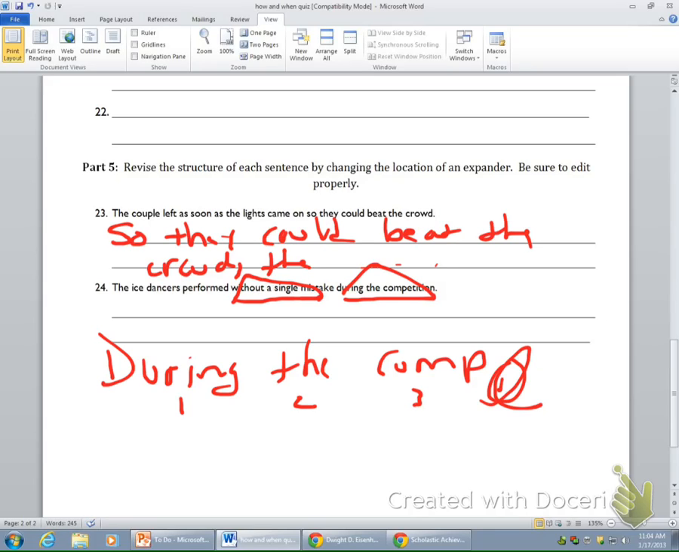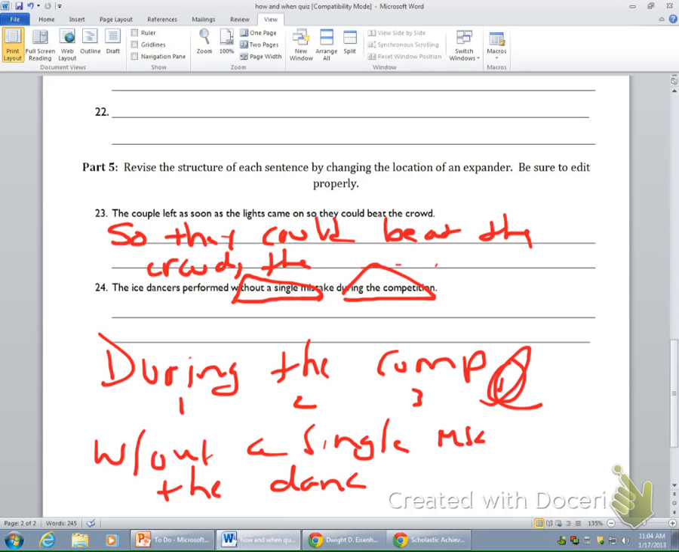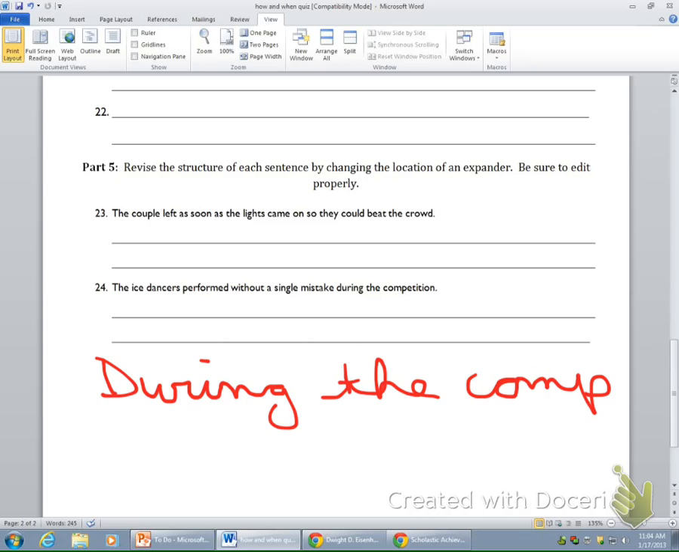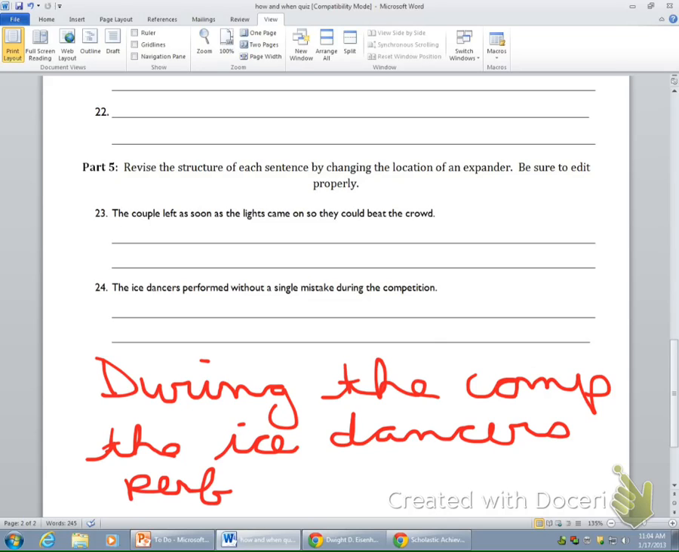So during the competition, tell me if this sounds right. Without a single mistake, the dancers performed. No, it doesn't sound right. It's very awkward. So the best way to write this one is during the competition, the ice dancers performed without a single mistake. So this would go first. That would be the best way. And it does not get a comma.